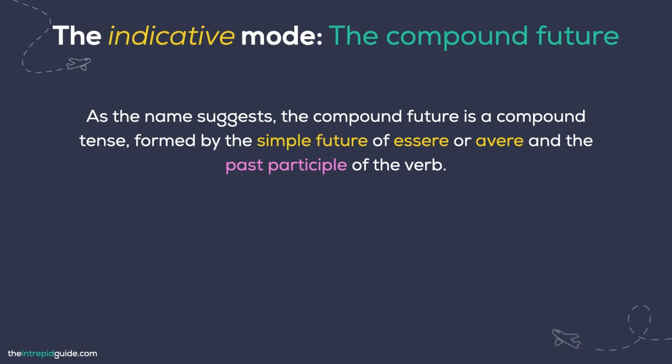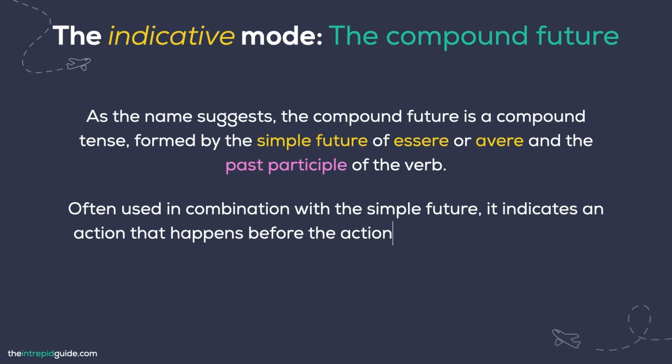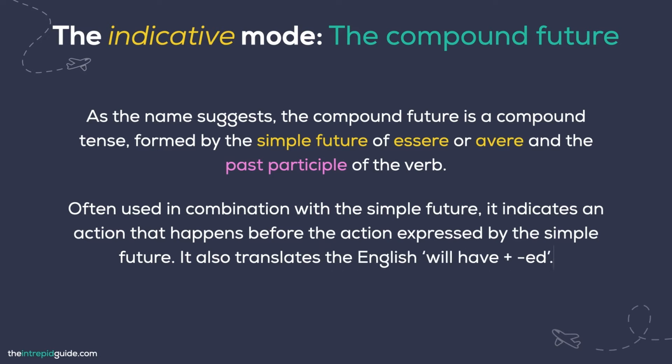The next Italian tense is the compound future. Now, as the name suggests, the compound future is a compound tense, formed by the simple future of essere or avere and the past participle of the verb. Often used in combination with the simple future, it indicates an action that happened before the action expressed by the simple future. It also translates the English will have plus ed.